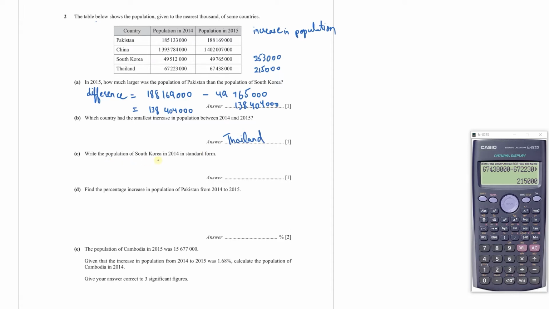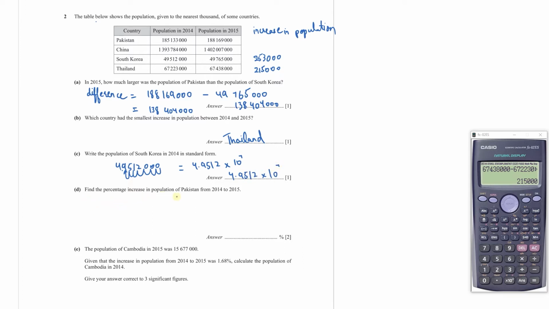Write the population of South Korea in 2014 in standard form. So in 2014, the population is this, 49,512,000. So in standard form, I'll need the decimal at this point. So that means I'll move it 1, 2, 3, 4, 5, 6, 7 places to the left. So this will become 4.9512 times 10 to the power 7, because I moved the decimal 7 places to the left. So this will be 4.9512 times 10 to the power 7.